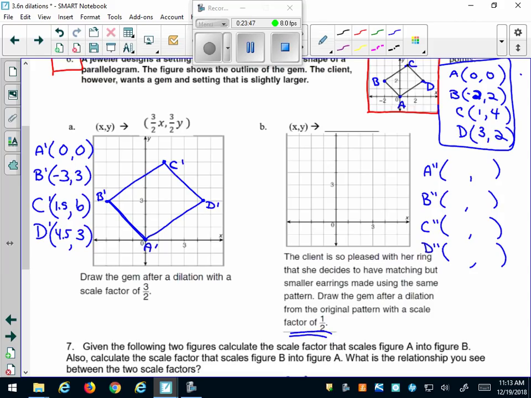So why don't you try to do that now? Cut everything in half. Okay, so you should get 0, 0, -1, 1, 0.5, 2, and 1.5, 1. And when you graph that, you can see that it looks like the same parallelogram, just a little bit smaller. Half the size, in fact.